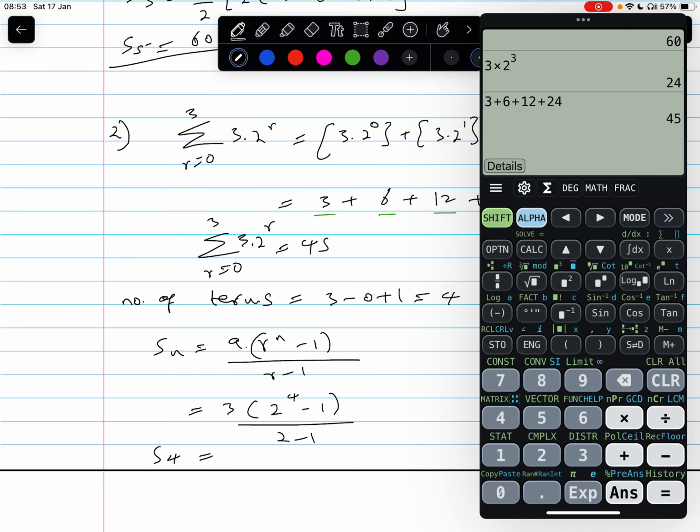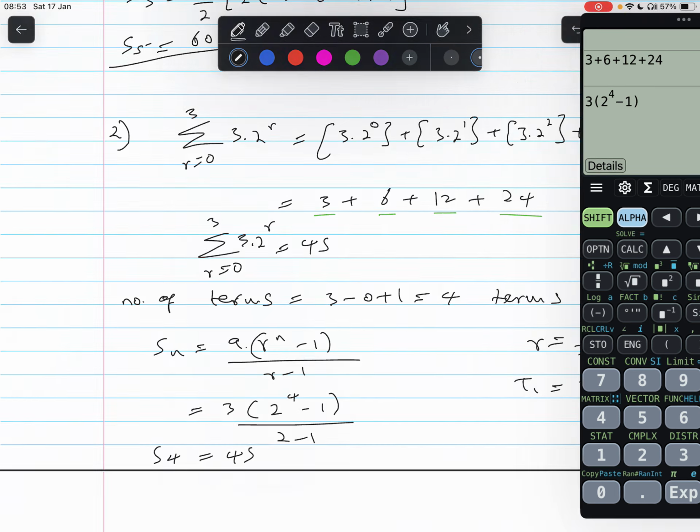Let's see, with the formula we get 3 into 2 to the power of 4 minus 1. 2 minus 1 below here just gives us 1. So 45. We get the same answer.